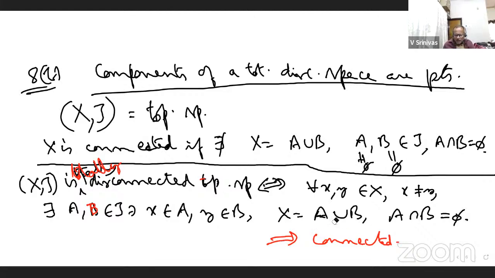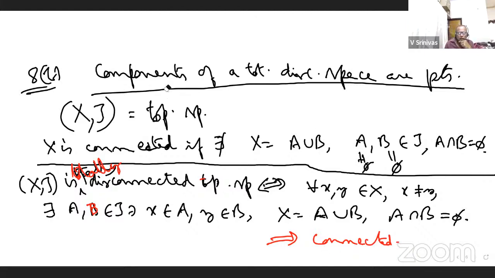So this disconnection depends on the pair of points you take. But you start with a pair of points, and you get one pair of sets, capital A, capital B, and that pair of sets capital A, capital B serves as a disconnection for capital X. So that's how every totally disconnected space becomes a disconnected space.